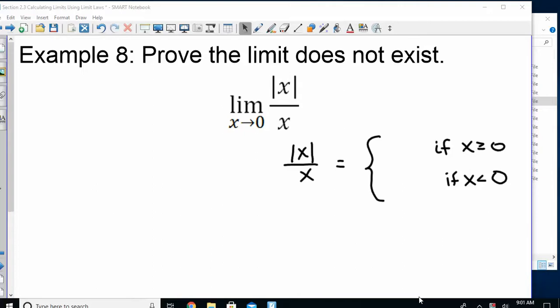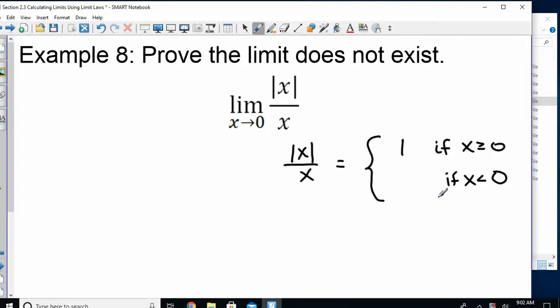So if I'm looking at this, we have to break it up. If x is positive, does the absolute value change it at all? So the absolute value of x would just be x, divided by x would be 1. Except I do have one problem here. That's when x is positive.